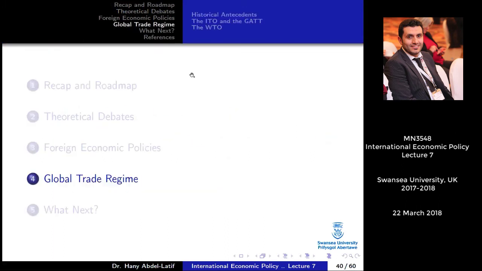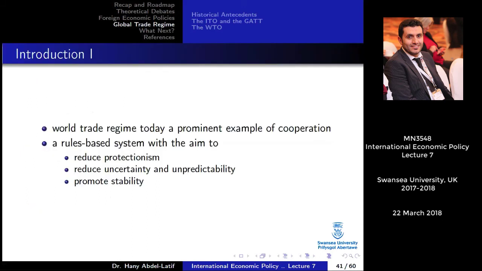basically looks at the global trade system. So to understand this, that's what we have today. We have a world trade regime that is a rule-based system, and the main goals here are to reduce protectionism, hopefully it will continue to be, reduce uncertainty and unpredictability about policies as well, and also promote stability. So this is a very important message, the key goals in the world trade system today.